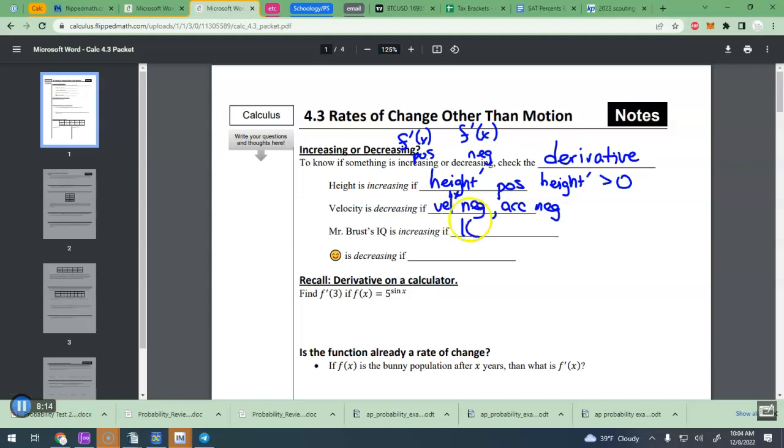If IQ prime is positive, and then the smiley face. What do I call that? The smiley face is decreasing if smiley face prime is less than 0. Fair enough.